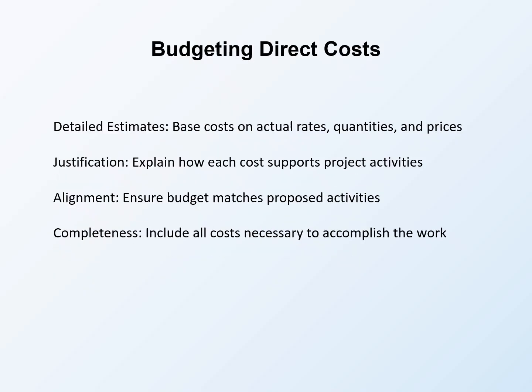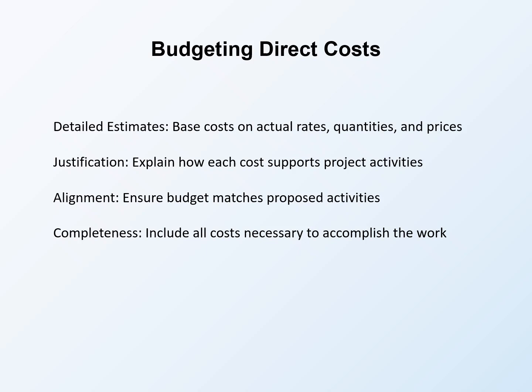Effective budgeting of direct costs requires attention to detail, clear justification, and alignment with your proposed activities. Following these principles strengthens your proposals and prevents problems during project implementation. Detailed estimates based on actual rates, quantities, and prices demonstrate that you have thought carefully about resource needs. Use real salary rates rather than round numbers. Research actual supply costs rather than guessing. Obtain quotes for major purchases. Detailed estimates show reviewers that your budget reflects genuine planning rather than rough approximation.